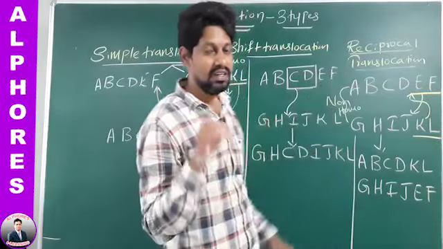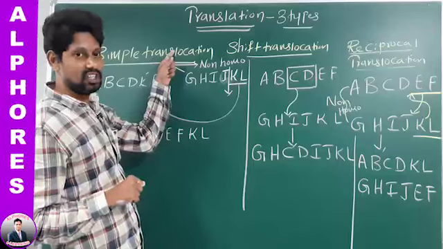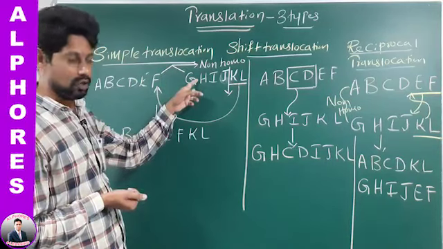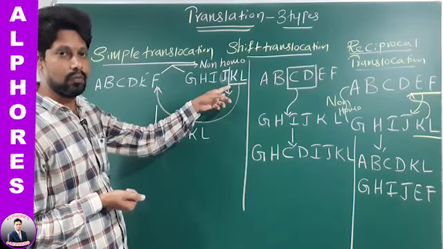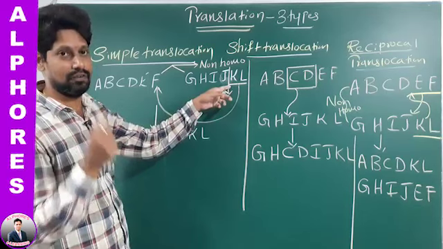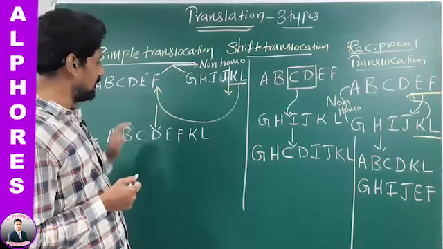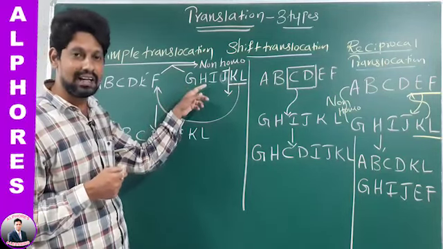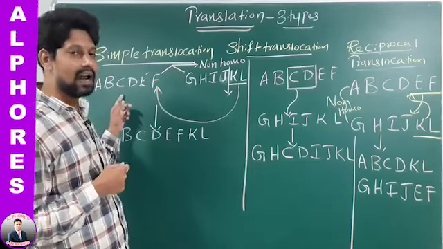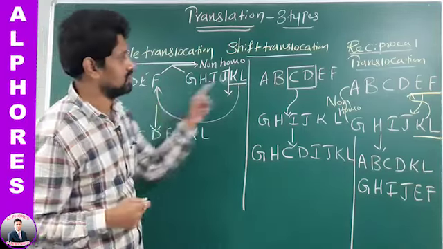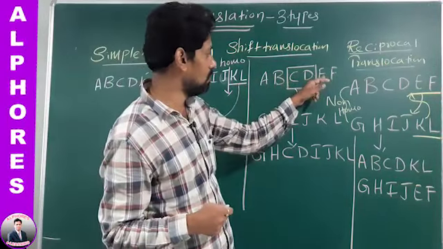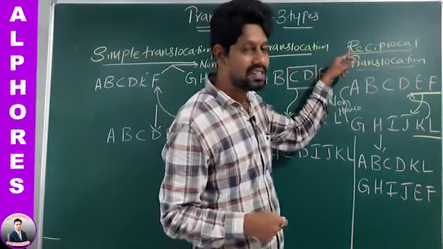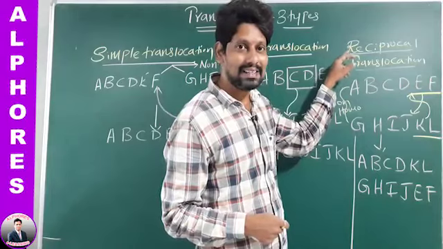Reciprocal translocation. See carefully. In simple translocation, out of two non-homologous chromosomes, one chromosome lost a segment whereas the other chromosome gained a segment. Therefore, deletion in one non-homologous chromosome, addition in the other. Deletion in this chromosome, addition in this chromosome. But see this reciprocal translocation. Here what has happened, sir?